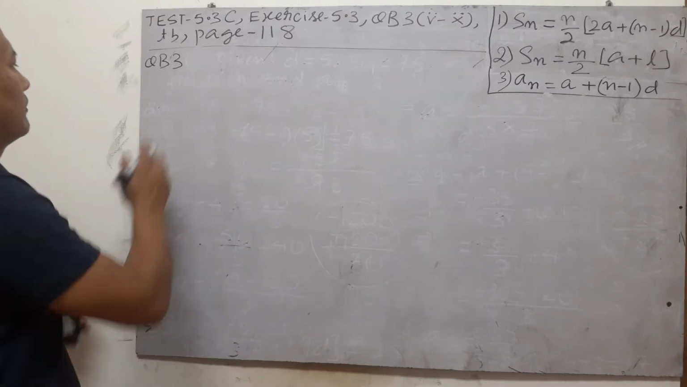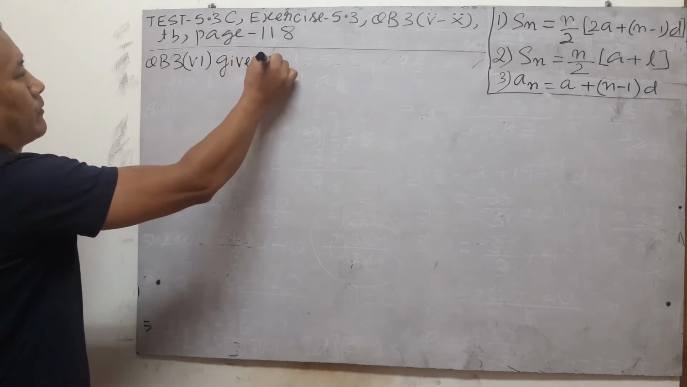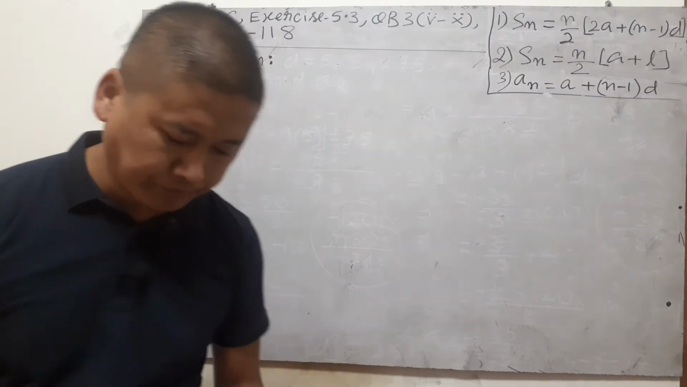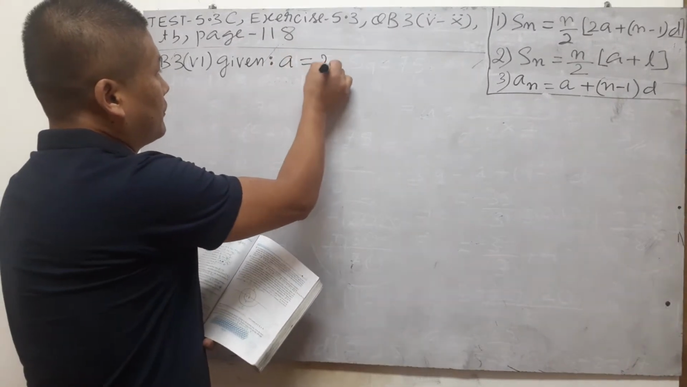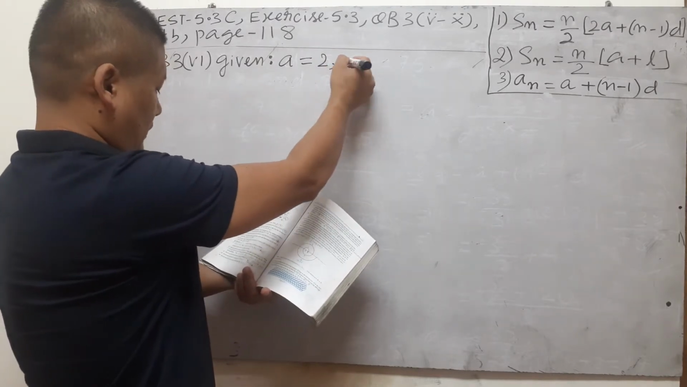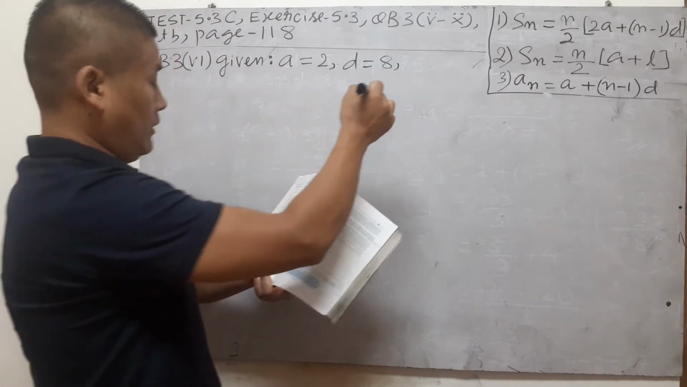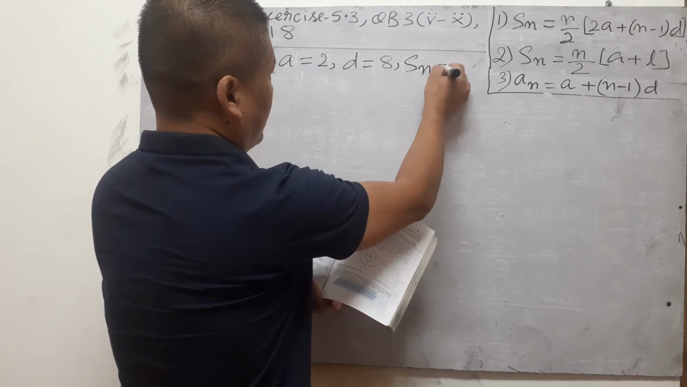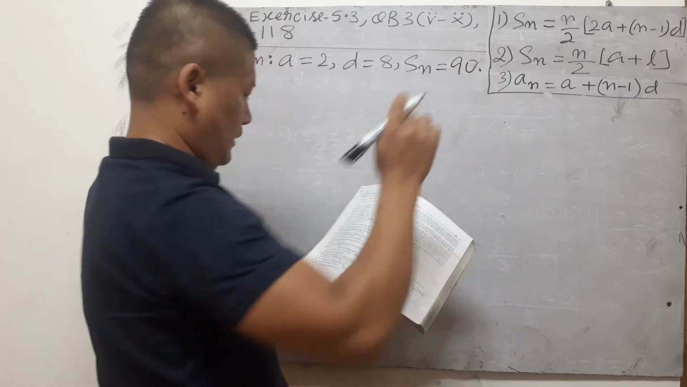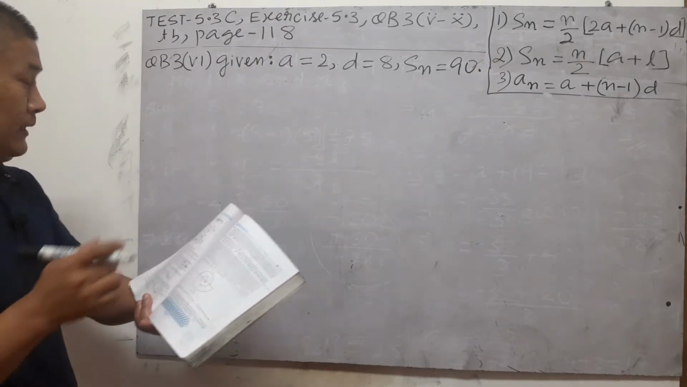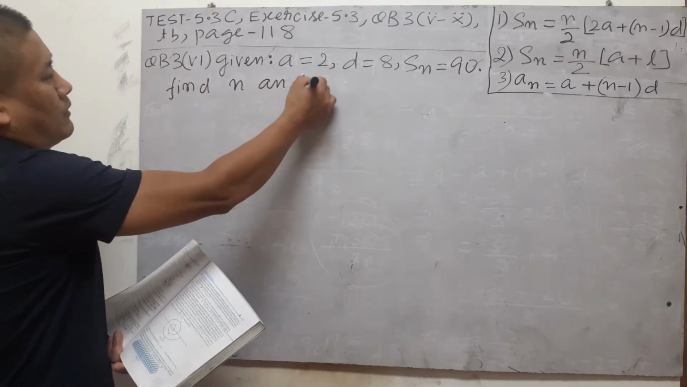So the 6th one, B3 number 6, is given to us. Let's write it down from the textbook. A value is given as 2, comma, D value is given as 8, comma, and Sn, sum of n terms, is given as 90. With this, we have to find N and A.